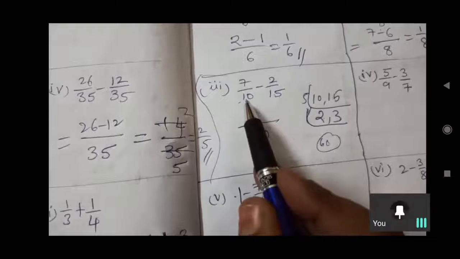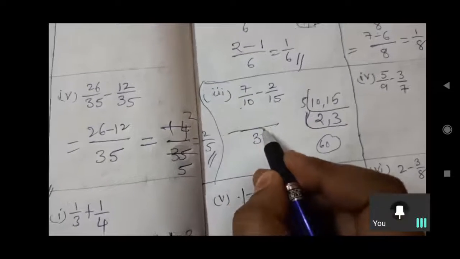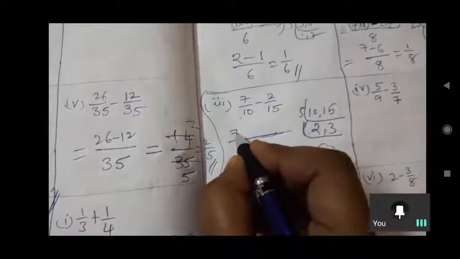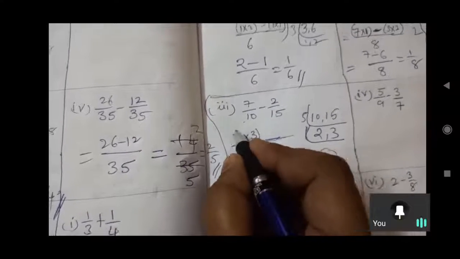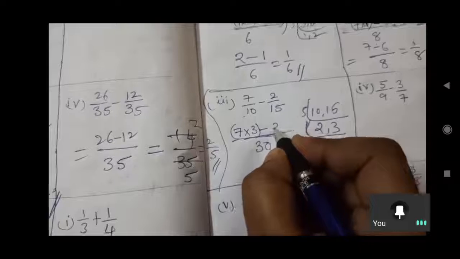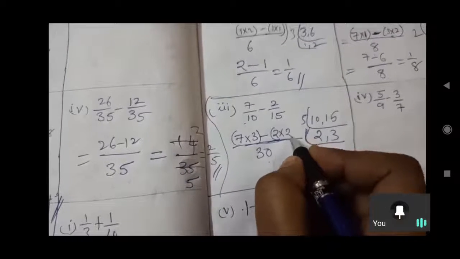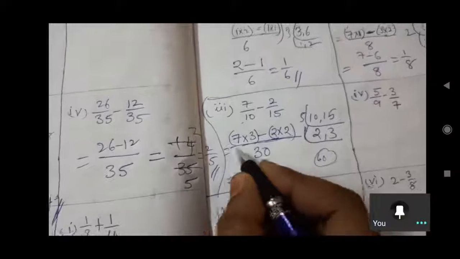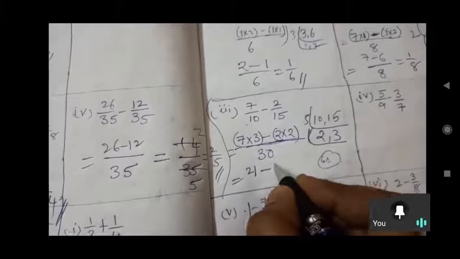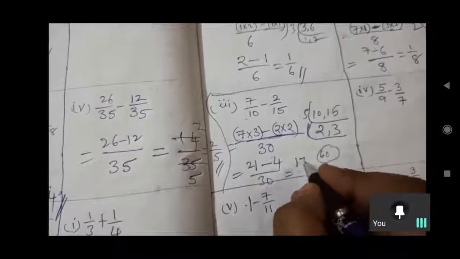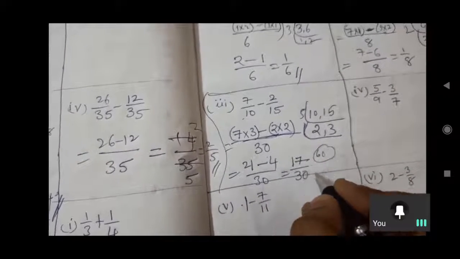So how many times should 10 be multiplied to get 30? 3 times. Yes, 10 threes are 30. That 3 you should multiply in the numerator part, minus 2 into 15 with 2 times. Yes, 15 twos are 30. So 2 we need to multiply. 7 threes are 21 minus 2 twos are 4 by 30. So 21 minus 4 is 17. 17 by 30 is the answer.